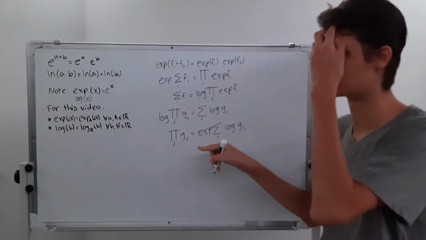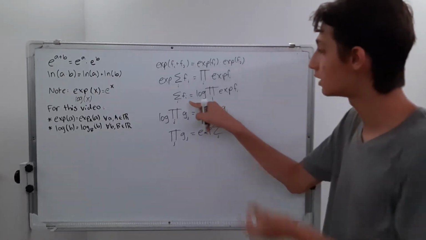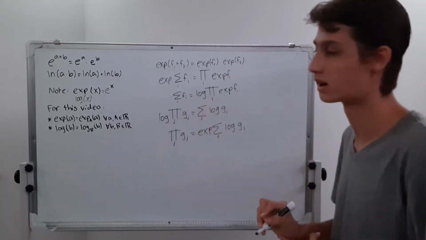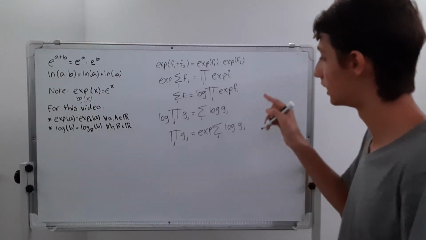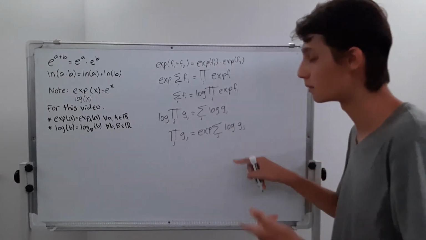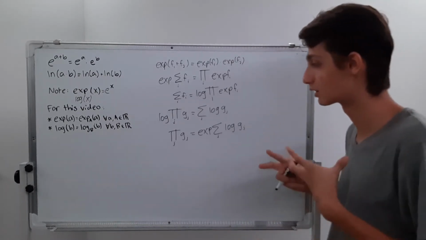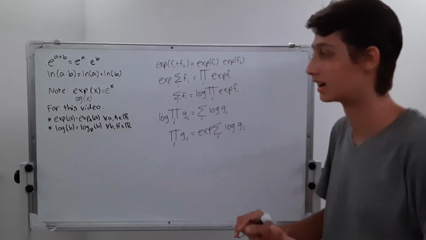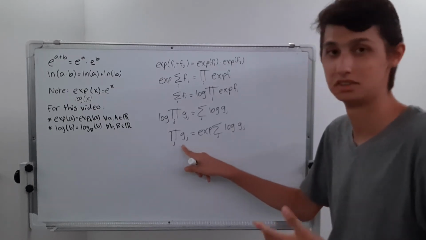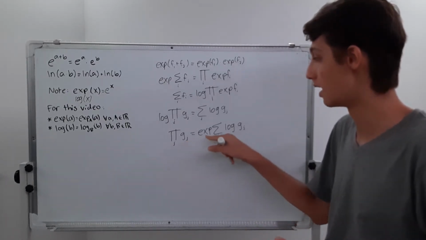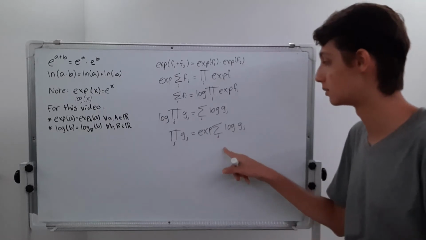And this is more important because if you write the product in terms of a sum, that's really, really helpful, because that gives us a concrete way to define a product. A product of functions, any number of functions, is just the exponential of a sum of the logarithms.